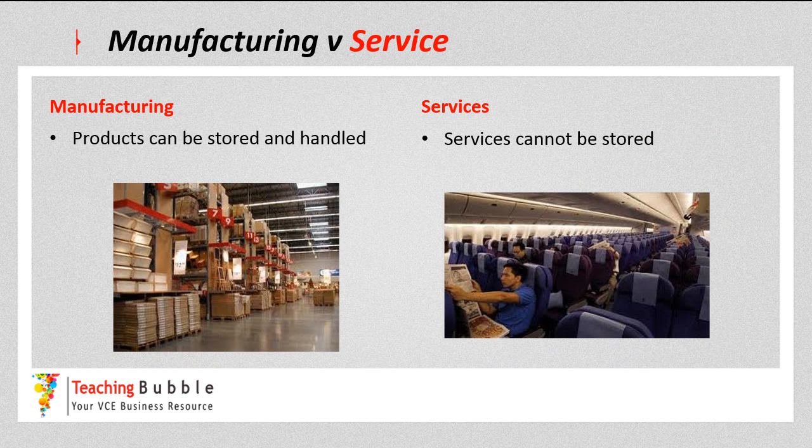Also, in manufacturing, products can be stored and handled, whereas in services they cannot be stored. So I've got an example there. If I've produced something, I don't have to sell it all on one day, I can store it and sell it later. Whereas with a service, if I've got an airline there, I've got empty seats on that plane. As soon as that plane takes off, those seats cannot be sold. They're gone. They can't be stored and sold at a later date. As soon as the plane takes off, we've got 100 empty seats on that particular plane, which would be nice to fly in as a customer. However, as the airline, those seats cannot be stored and sold at a later date.